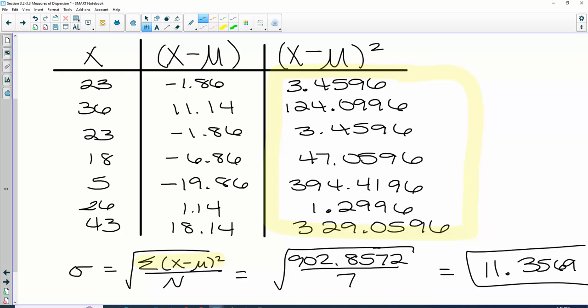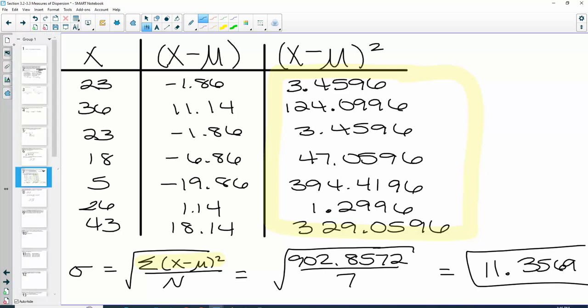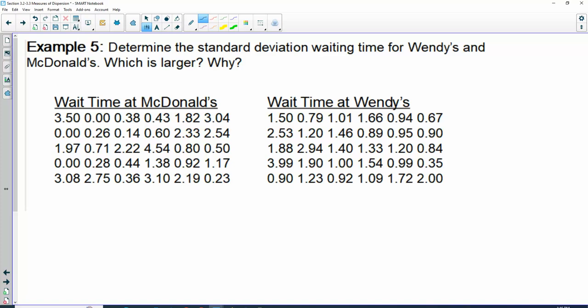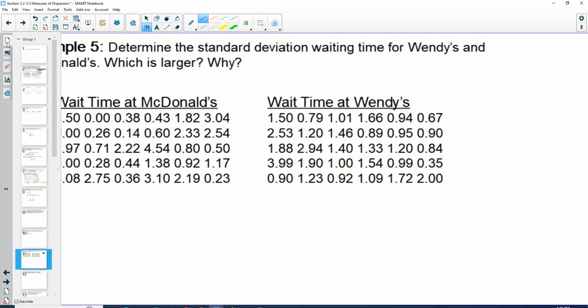So go back to, I'm actually going to jump on here down to example 5. Back to our McDonald's and Wendy's example. If I want their standard deviation, first of all, were these populations or samples? Samples. So I guess maybe I should mention that first. I think that's our next slide.